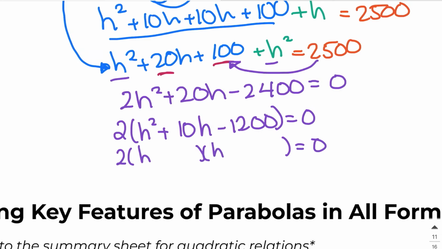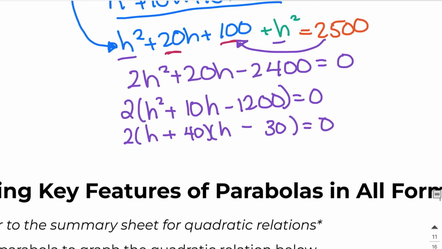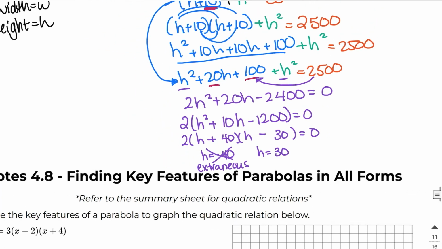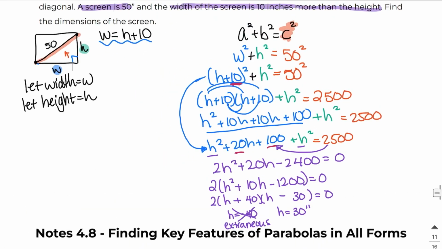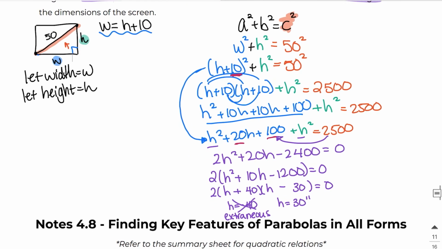This is nice because my leading coefficient here is 1, so I can try h and h. I'm going to look for two numbers that multiply together to give me 1200, which are 40 and 30. Those give me 1200, and then 40 minus 30 is a positive 10. So here h would be negative 40, or h equals 30. And this we already know is extraneous. This won't work, which means that our height has to be 30 inches tall. But the question is asking us to find the dimensions of the screen. So now we know the height is 30 inches, and we know that the width is 10 more than that. So here we know the width is 40 inches.